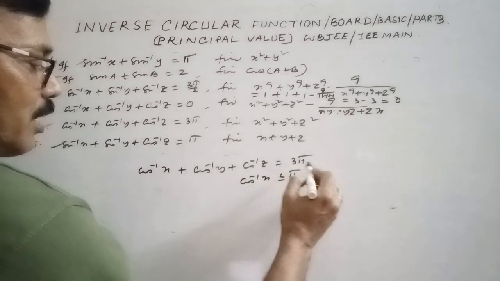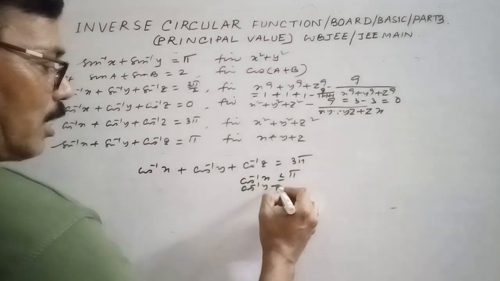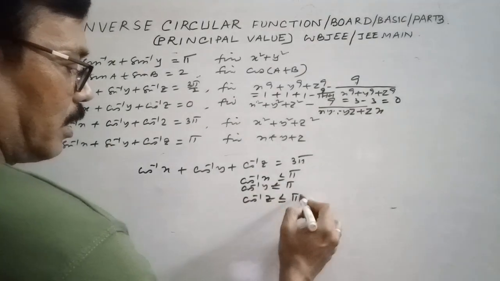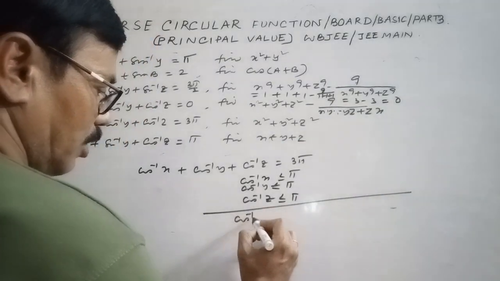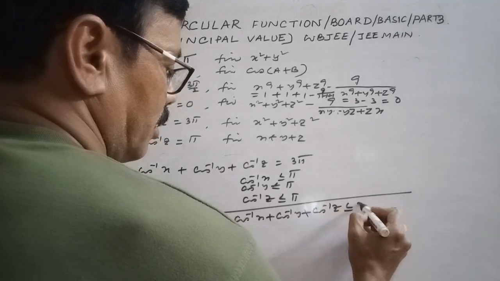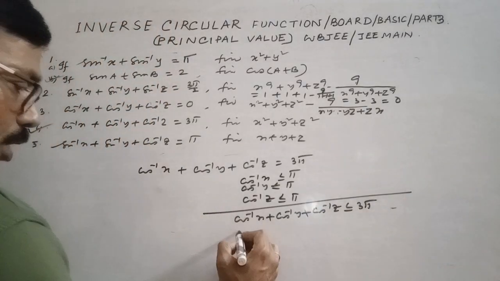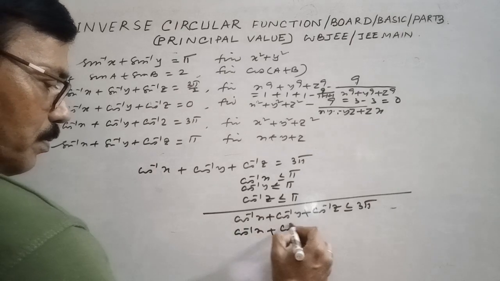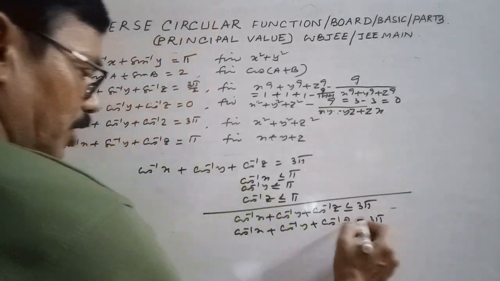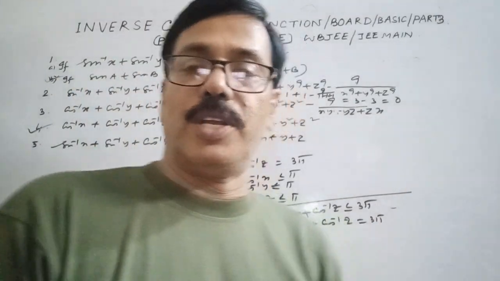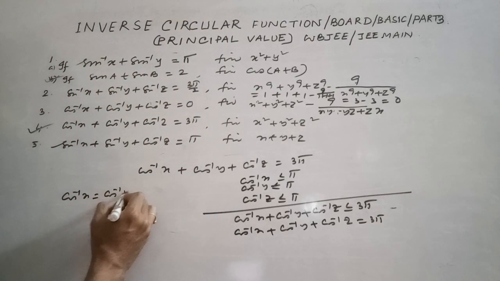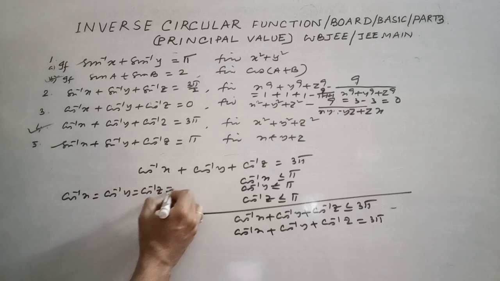Cos inverse x less than or equal to pi, cos inverse y less than or equal to pi, cos inverse z less than or equal to pi. So if you add them, cos inverse x plus cos inverse y plus cos inverse z is less than or equal to 3 pi. And what is the given value? The given value is 3 pi. So it is obtained when we get the maximum value. So cos inverse x equals cos inverse y equals cos inverse z equals pi.